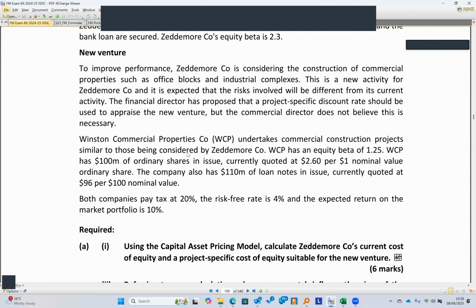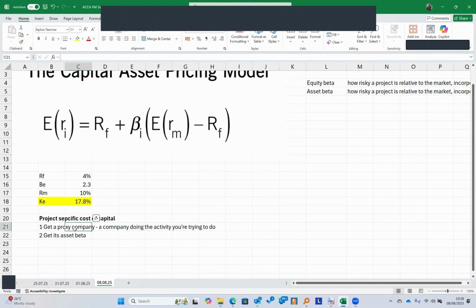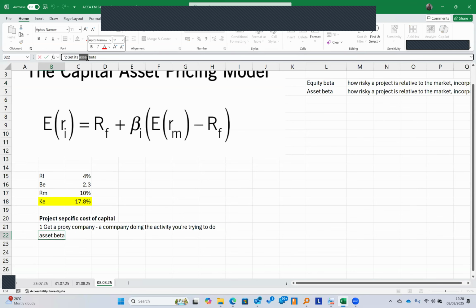So how do you adjust for that? You go to a company. This company is normally a listed company, so you can easily get its beta. When you go to Yahoo Finance, you can search for different companies' betas, and you'll be able to see those that are listed. Now, the beta that you get on that website is always equity beta. So perhaps I should say: get its equity beta.